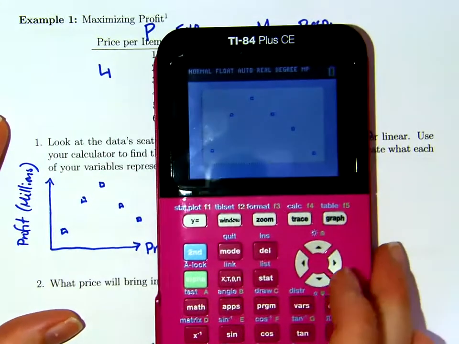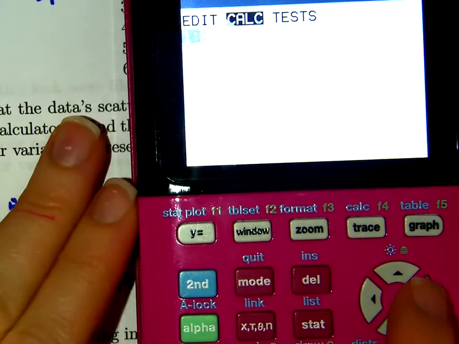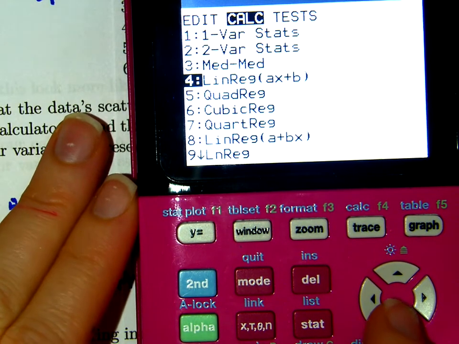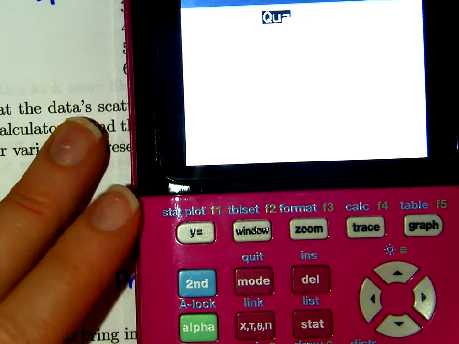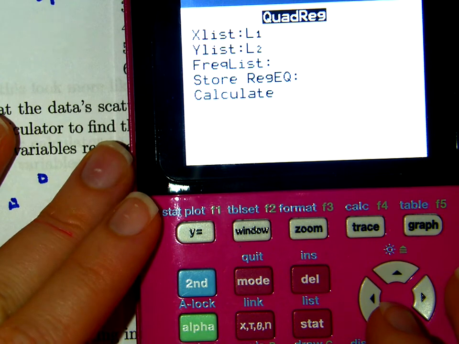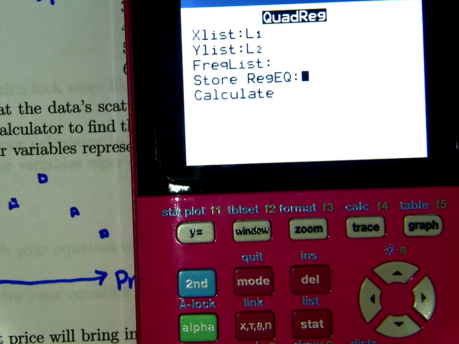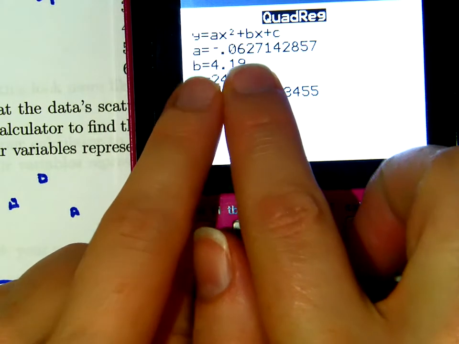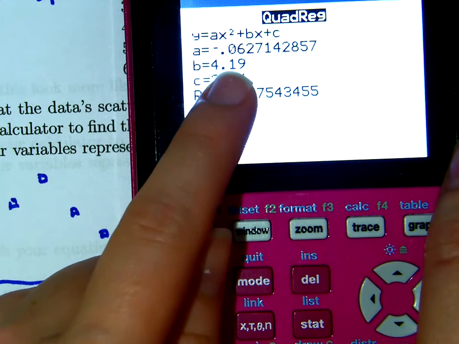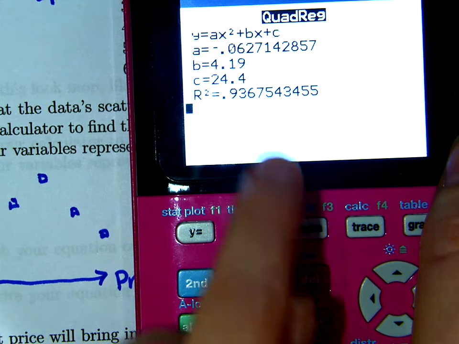So back to the calculator and back to the data. I'm going to go stat, calculate, and instead of linear regression, I'm going to do a quadratic regression. So a quadreg at 5. Hit enter. My x, or explanatory variable, is in list 1, that's the price. My y list, which is the responding variable, is profit, that's in list 2. Compute. And notice that it's giving us the A for our general form of a quadratic, the B, and the C. It's giving us r squared instead of r, but that's fine.